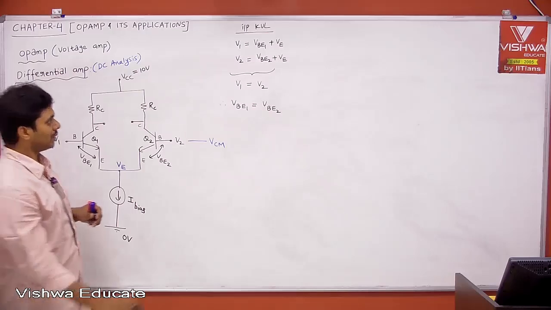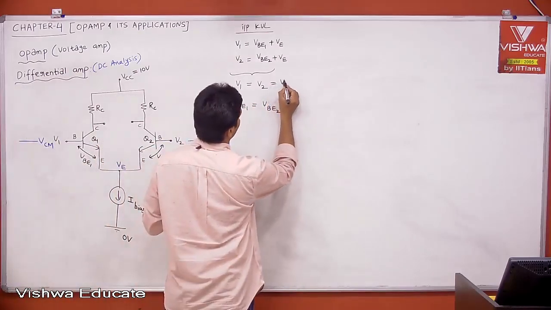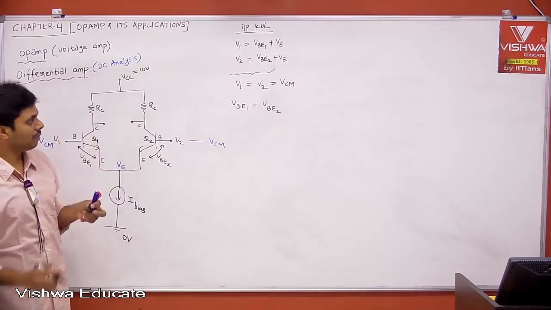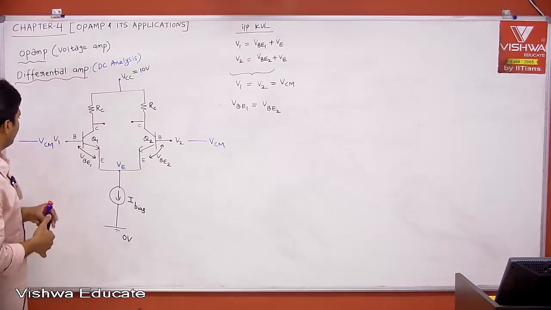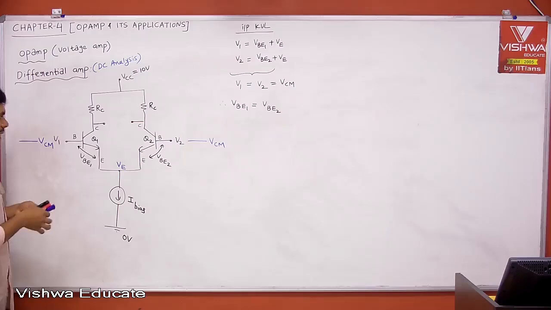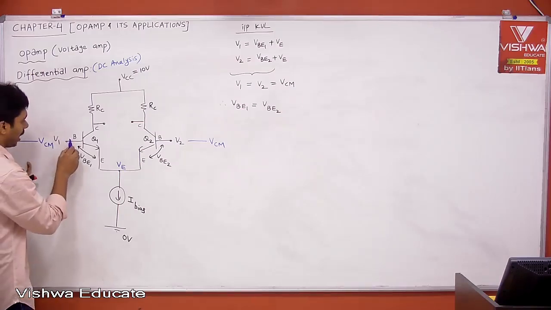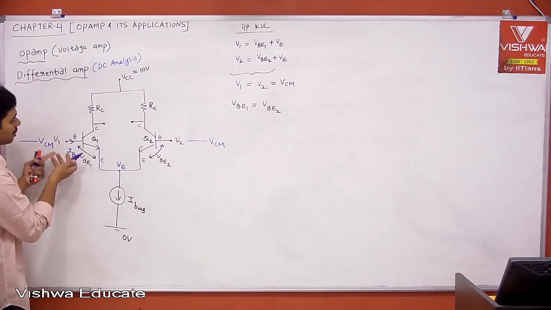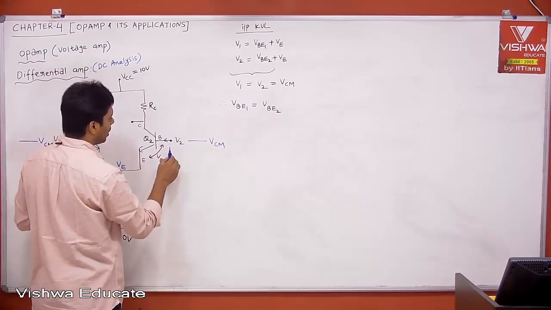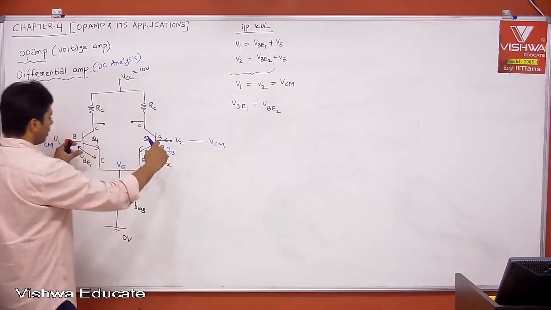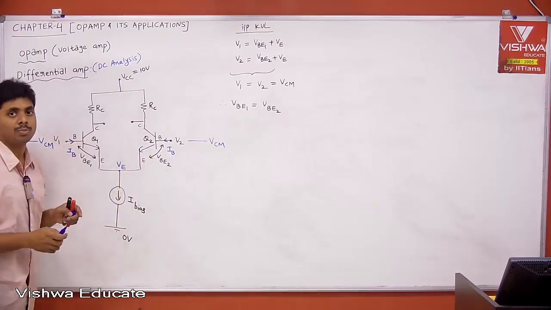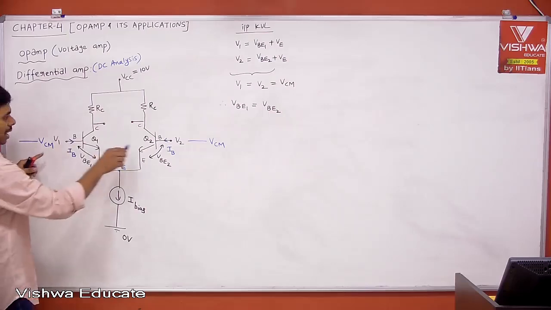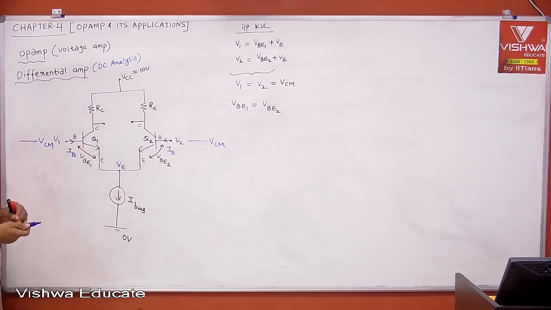V1 is equal to V2 is equal to VCM, let us say that is your common mode signal. Therefore, VBE1 is equal to VBE2. When VBE1 is equal to VBE2, can I say the same current will be flowing. Instead of IB1, IB2, let me call this IB. Both will have the same base current. Why? Both are having the same VBE, but that VBE should be greater than or equal to 0.7, right? I am speaking about DC analysis. Therefore, same IB, that's why I am representing with capital letters.